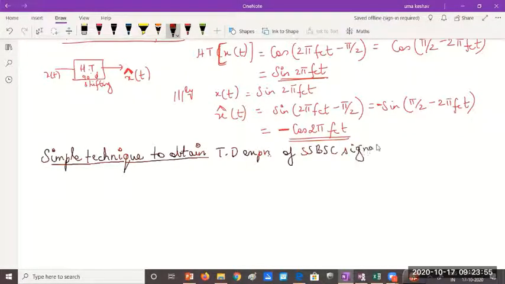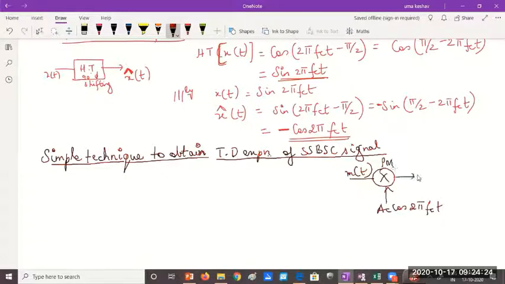You should be curious to know how the SSB SC signal is represented in time domain. Since we have seen it for standard AM and DSB SC, let's also see how the SSB SC signal would be represented. So we'll use the simple technique. I'm just considering the same technique where the message gets multiplied with the carrier using a product modulator like this, and the output of this is fed to a band pass filter to get the required SSB signal.